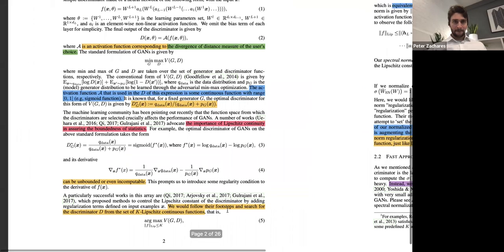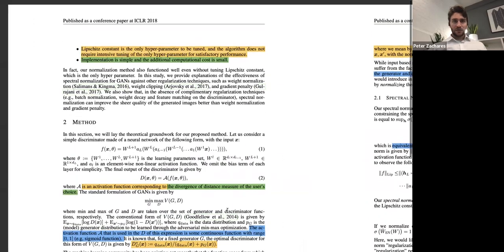Okay. So the two key ideas that they say are important for the results they get are that they only have a single hyperparameter that they're adding to the training algorithm, which is the Lipschitz constant, and that the implementation of their method is simple and has little additional computation cost.